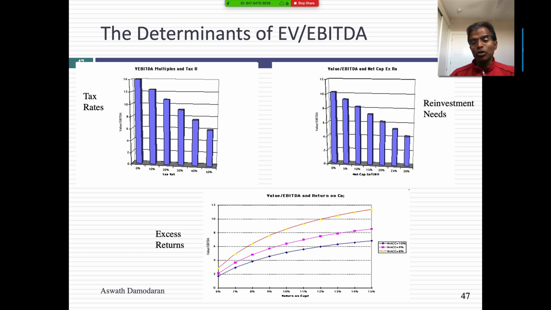So Ryanair is going to look expensive relative to Lufthansa. It isn't expensive, it just looks expensive, but it's a tax rate that explains the difference.